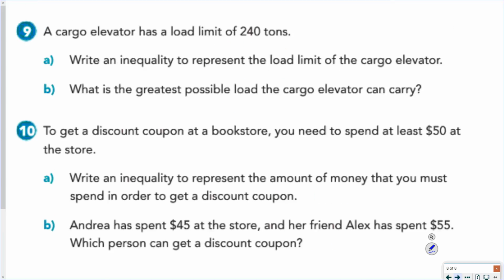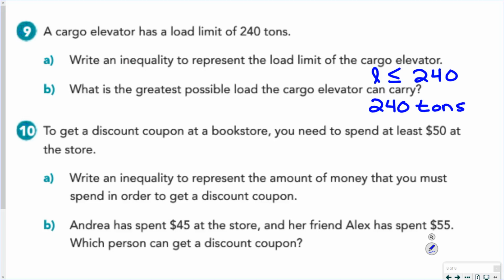And finally, a cargo elevator has a load limit of 240 tons. Write an inequality to represent the load limit of the cargo elevator. So we don't know what the load is. We know it's being compared to 240. And load limit would be similar to speed limit, where you could have less than that or exactly that. So L is less than or equal to 240. The greatest possible load is 240 tons.